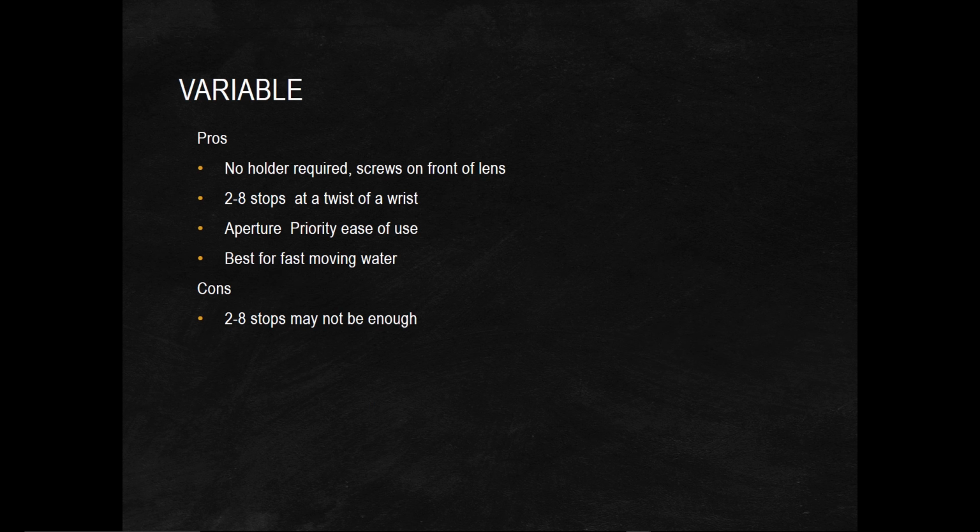So each has its benefits. Which is best of those 3 filter systems? The variable, no holder required, screws on the front of the lens. It's intuitive because it works like a polarizer. And as I said, on most cameras these days, the camera is able to focus and meter automatically through it. So it's the easiest filter to use. The cons, it probably can only really get up to about 6 stops, so you're going to be able to blur fast-moving things a little bit, but you're not going to really get that glassy look to the water.